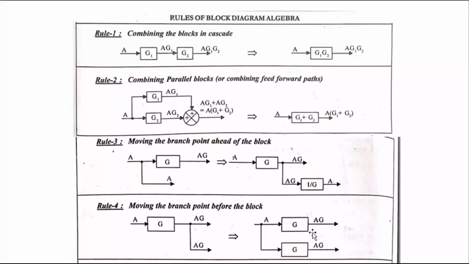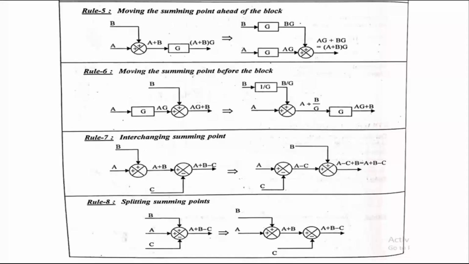In the feedback loop, just add this value. Then rule number 5, moving the summing point ahead of the block. That is moving the summing point after the block. In this case, this gain value is multiplied in this feedback path. This gain value comes into this feedback path. Then only it satisfies the input and the output values.